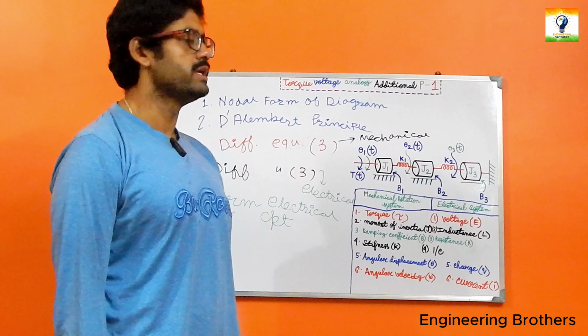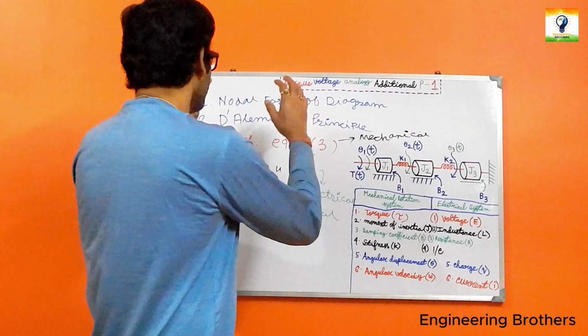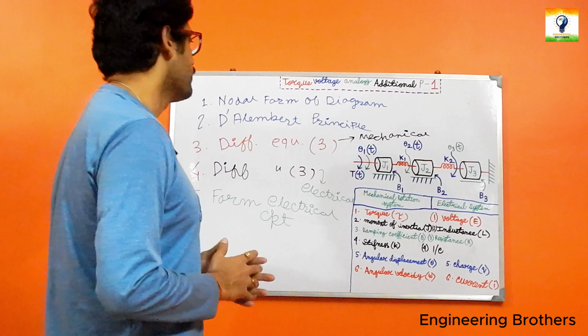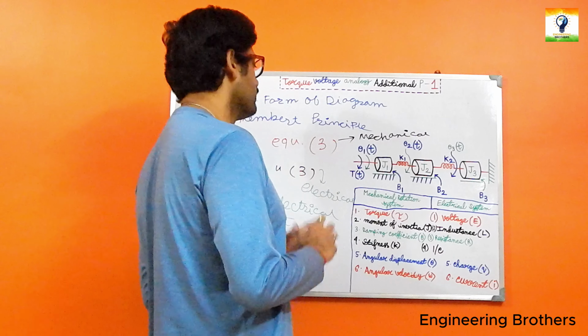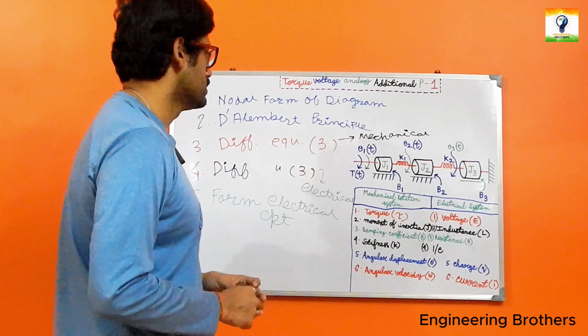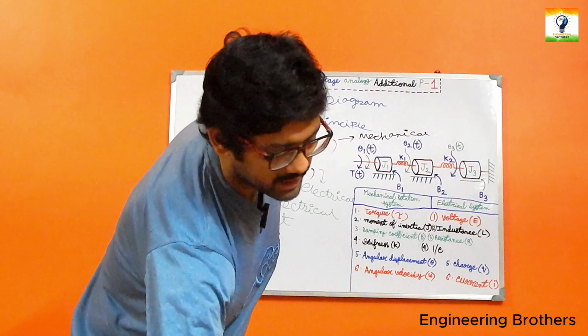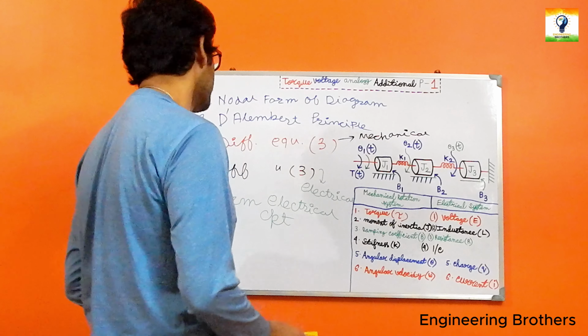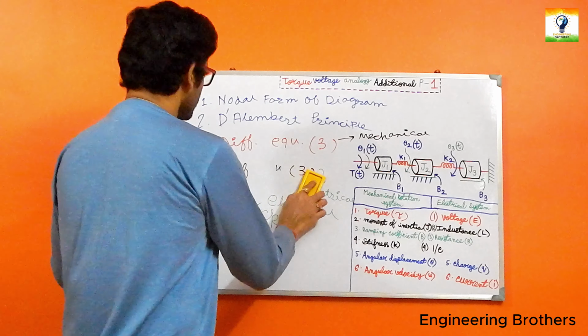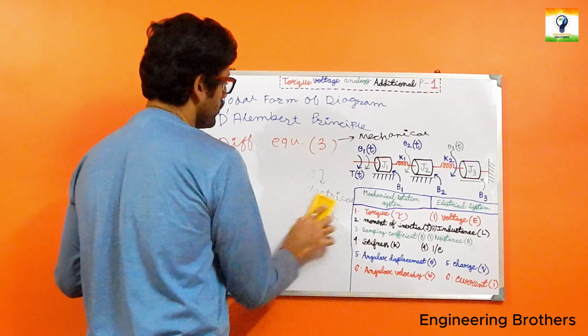In our previous step, we covered the important steps on how to follow our given problems, or how to solve this given torque-voltage analogy. So let us solve our given problems over here. The first step is, quite naturally, our nodal form of diagram, so we do need to go for that consideration.